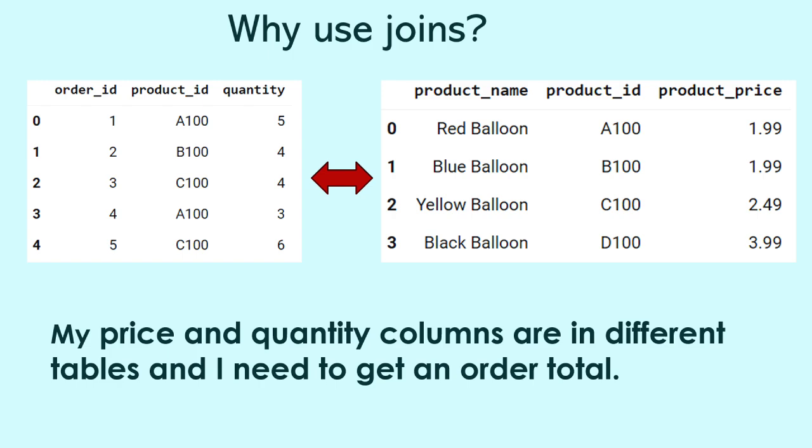So I have order ID, product ID, and quantity on my order table. I have product name, product ID, and product price on my products table, but my price and quantity columns are in different tables, and I need to get an order total. I can't get that. I can only get price from one table and quantity from the other. To get the order total, I need to join them.